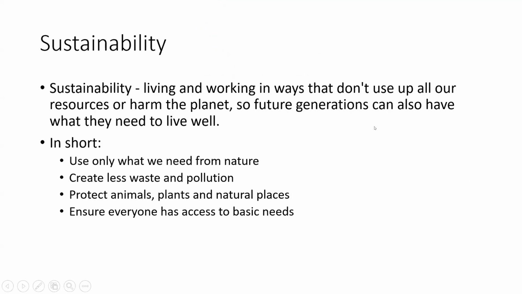First of all, when we go through the term sustainability, it's good to understand that it is living and working in ways that don't use up all the resources or harm the planet, so future generations can also have what they need to live well. In short, this is about how we use what we need from nature. We use only what we need. We create less waste and pollution. We protect animals, plants, and natural places. We ensure that everybody has access to basic needs. These are some of the things that we expect from this area of sustainability.